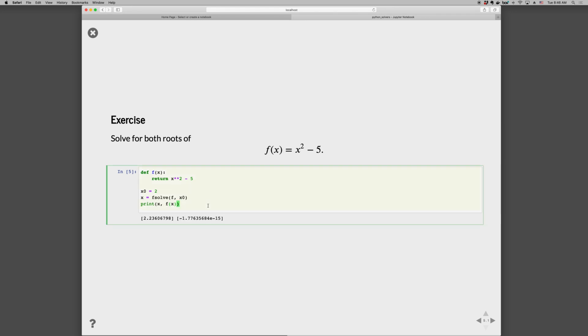Now if you want the other root, the root that it gives you depends on the initial guess. So if you give it a different initial guess, it will possibly find the other root.